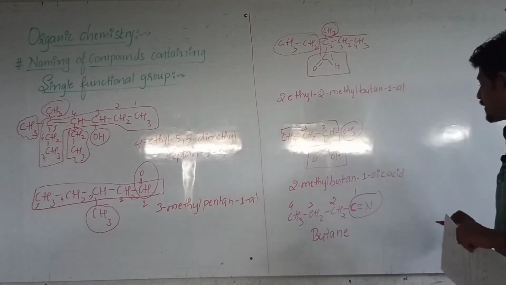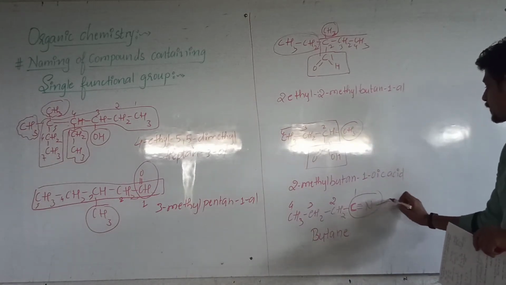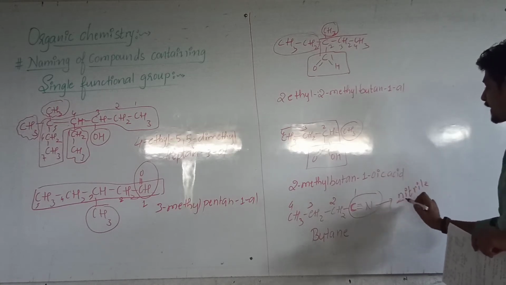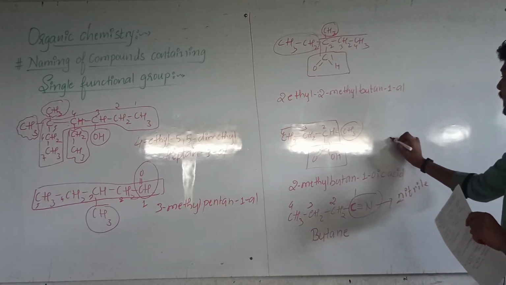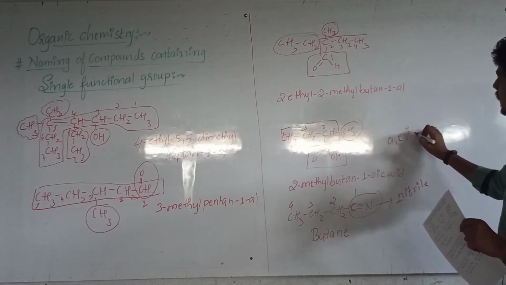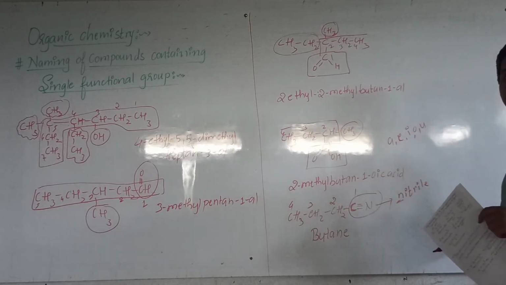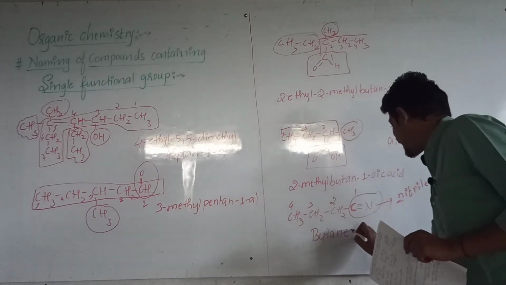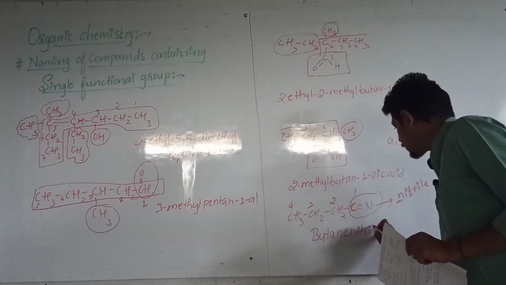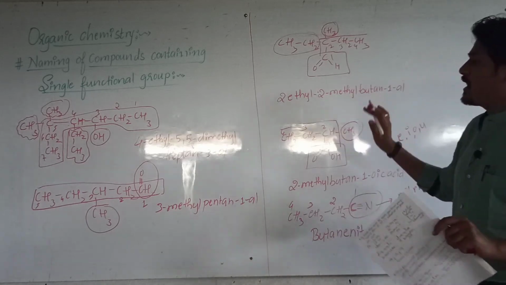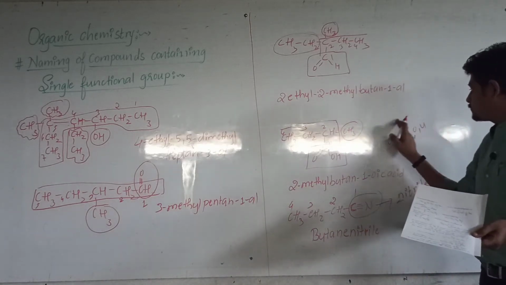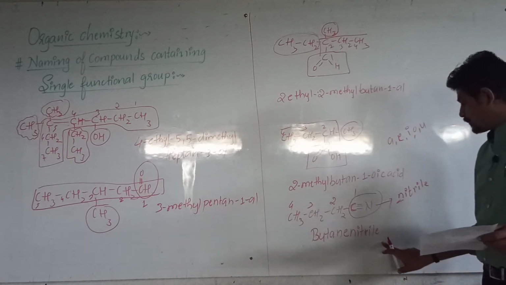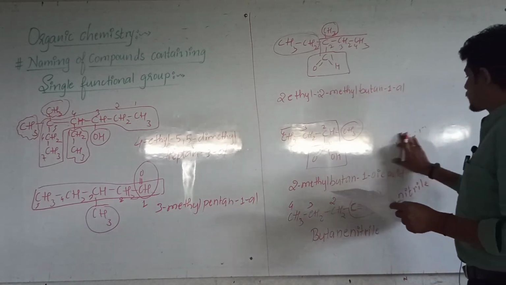Why butane? Because the name of this secondary suffix will be nitrile. So N is not a vowel. What are vowels? We know that A, E, I, O, U. So N does not come under the vowels. So butane nitrile. Yes, this is one exception. Till now we have discussed only suffixes starting with vowels. This one is without a vowel. So butane nitrile. Then next one.